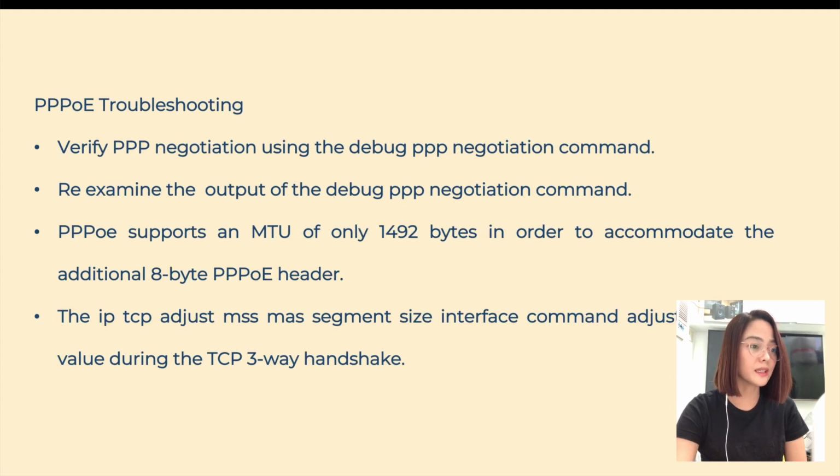PPPoE troubleshooting. Verify PPP negotiation using the debug ppp negotiation command. Examine the output of the debug ppp negotiation command. PPPoE supports an MTU of only 1492 bytes in order to accommodate the additional 8-byte PPPoE header. The ip tcp adjust-mss (maximum segment size) interface command adjusts the MSS value during the TCP three-way handshake.